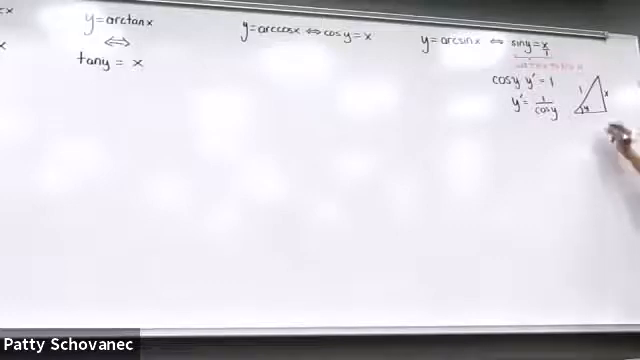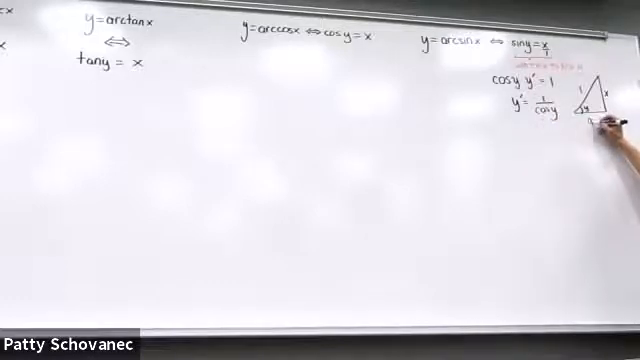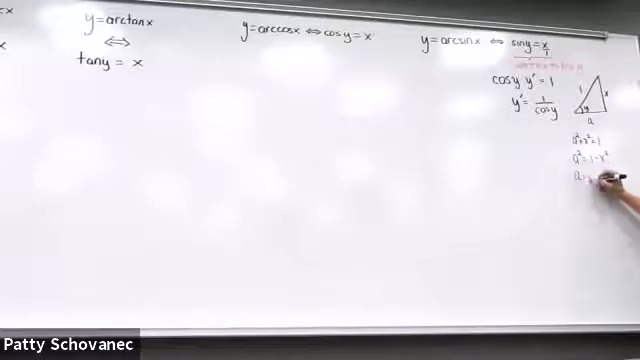And now we're going to find this side because I want the cosine of y. So for now, let me call it a. And a squared plus x squared is 1. I'm going to solve that for a. a squared is 1 minus x squared. So a is the square root of 1 minus x squared. So that goes over here.